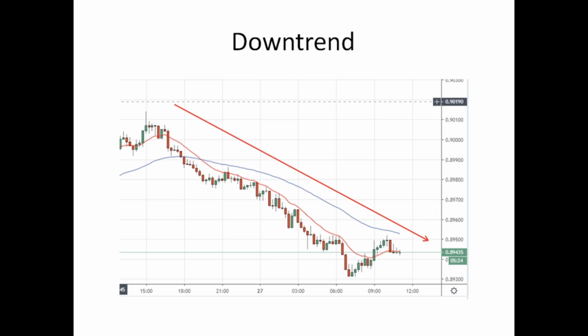So it starts from roughly 0.90100 and drops down to 0.89435. So that's about a 50 pip move in that downward motion. Now I think it's on a small time frame, so on high time frames, if you're looking on a trend, it might actually be a larger move.